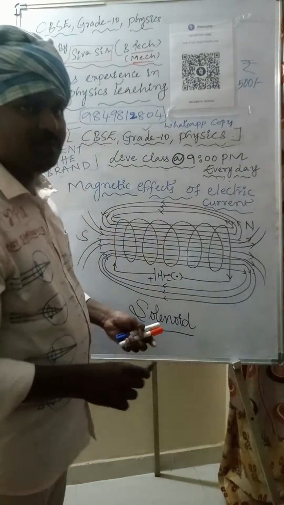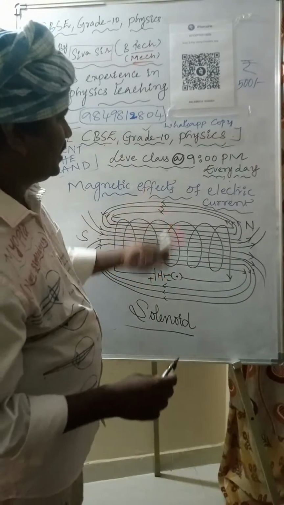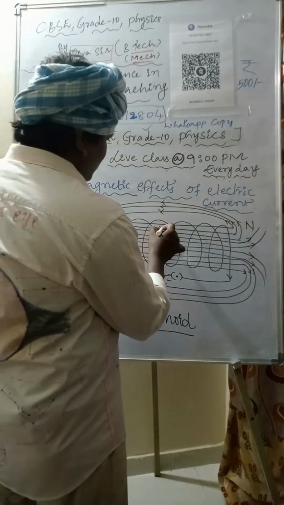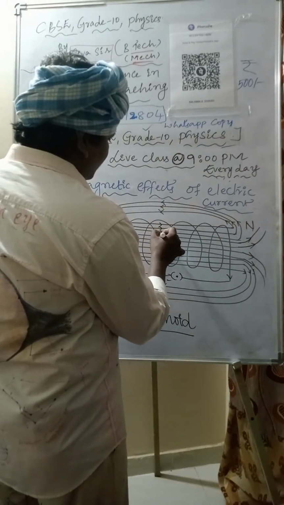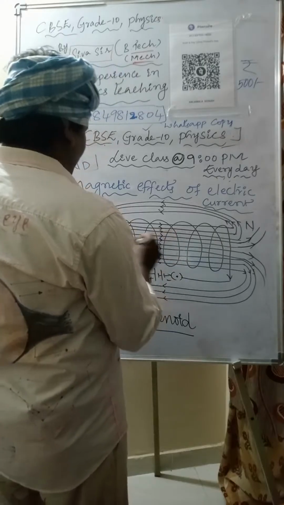So here you can observe current is passing like this. It acts as a magnet. So here you can see, as in this bar magnet, a uniform magnetic field will be there. So current is passing here.